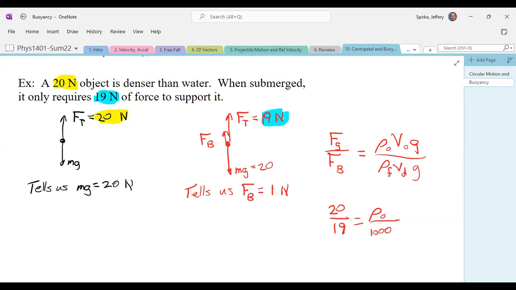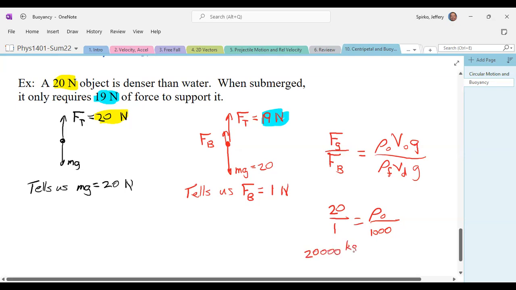Oh, wait. B isn't 19, it's 1. Sorry. That's what happens when you just look and grab numbers without thinking about the numbers that you're grabbing. So this is supposed to be the force of buoyancy in the denominator, which we learned was just 1. Yes. So now we just multiply both sides by 1,000 and we get 20,000 kilograms per meter cubed is the density of our object.